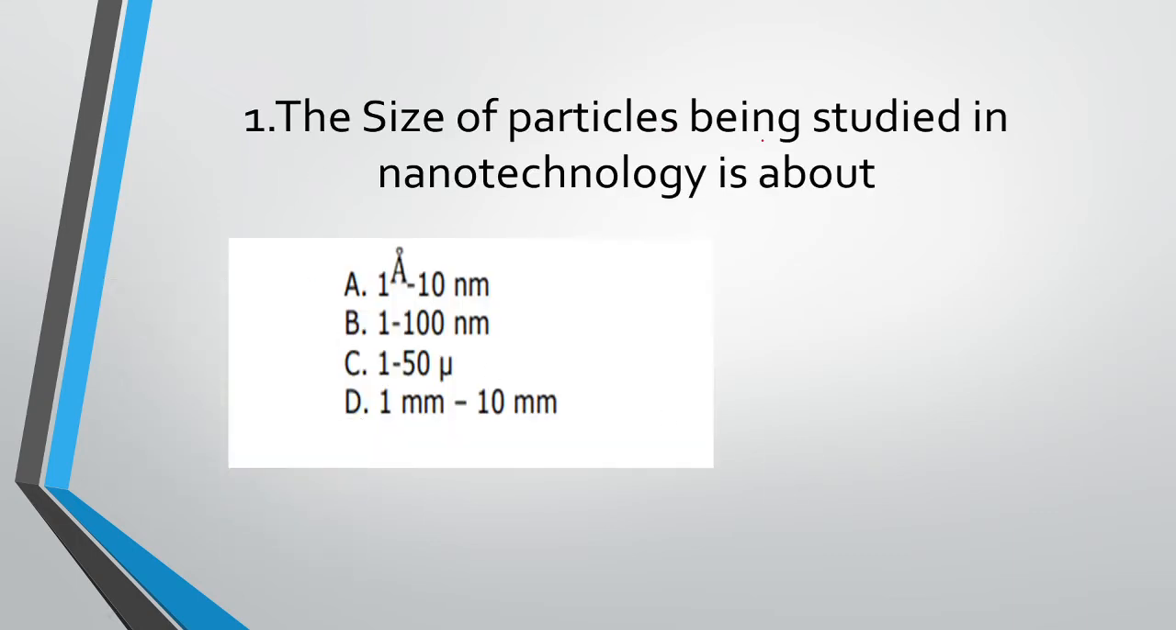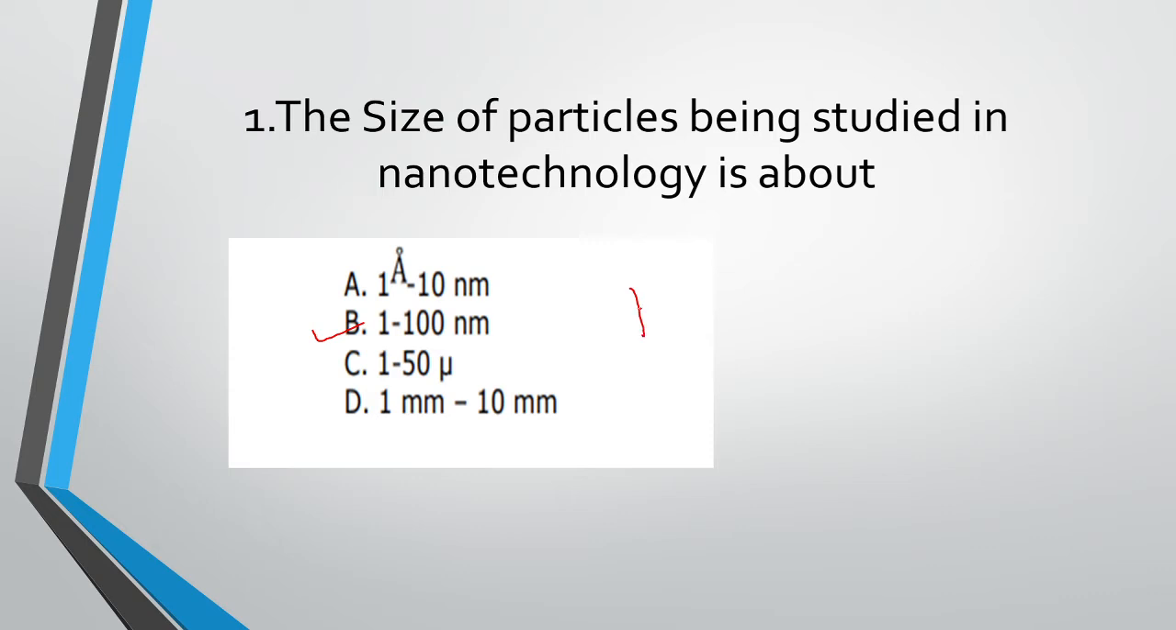The size of a particle being studied in nanotechnology is about: A, 1 angstrom to 10 nanometers; B, 1 to 100 nanometers; C, 1 to 50 nanometers; D, 1 millimeter to 10 millimeter. So the correct answer is B, 1 nanometer to 100 nanometer. See, nanotechnology is a field of research and study of very minute things, which can be applied across all the science fields such as chemistry, biology, physics, material science, etc.